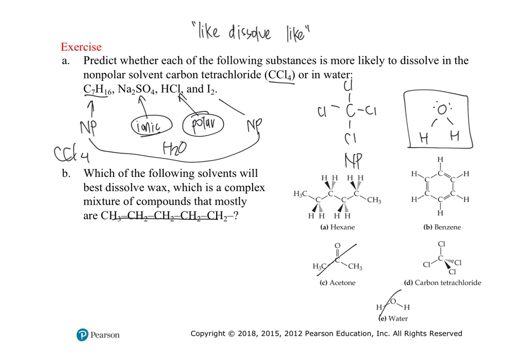So the one that's going to best dissolve wax is going to be one that has a similar structure. So I'm going to get rid of carbon tetrachloride, and then also benzene, because the hexane here has that structure of 6 carbon chains in a row, so that matches the best with the wax structure. So hexane.